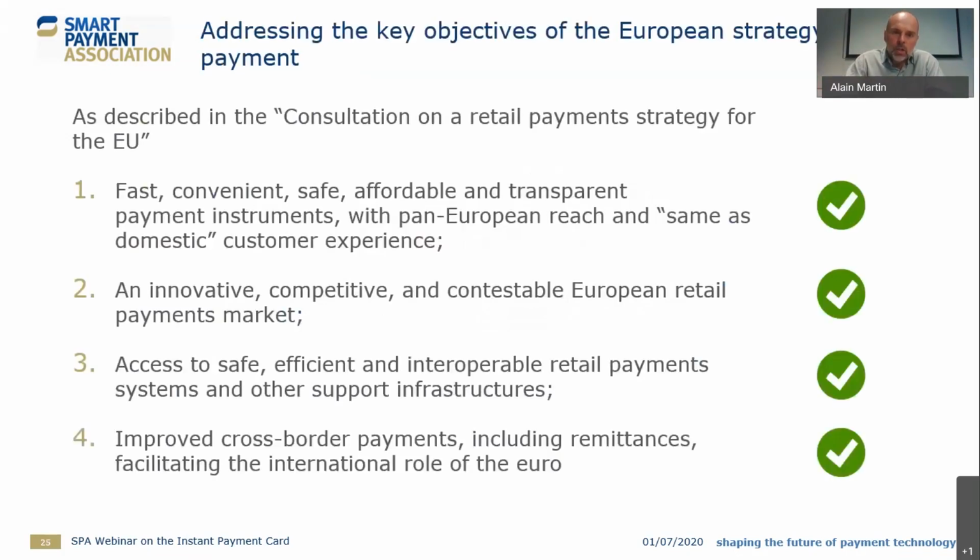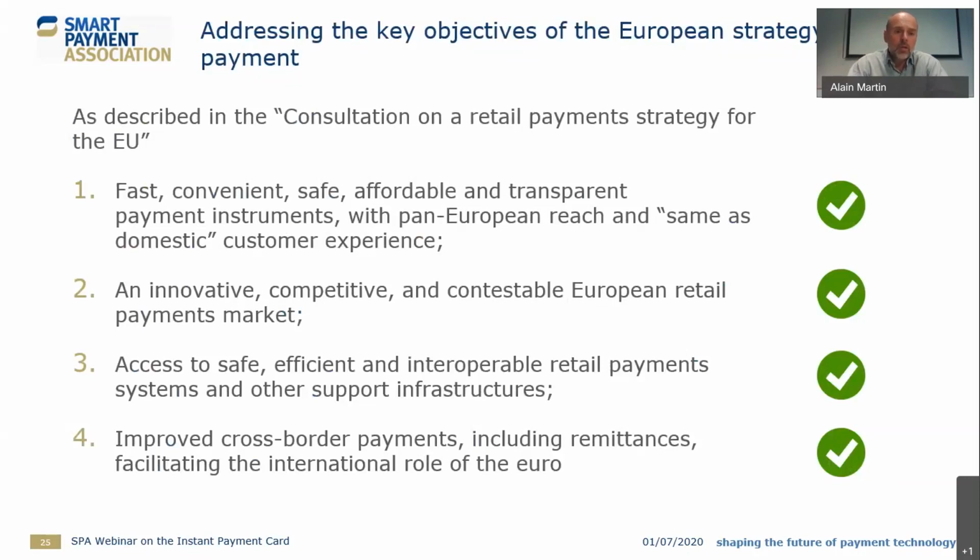To finish, as you may know, the European Commission released a consultation on a retail payment strategy for the EU. Very recently. Actually, it's still open. I think the submissions have maybe just closed. SPA made a submission, by the way. When you look at the objectives defined in this document, they're listed here as they are written. We believe the SPA proposition, as described in the paper, ticks all the boxes.